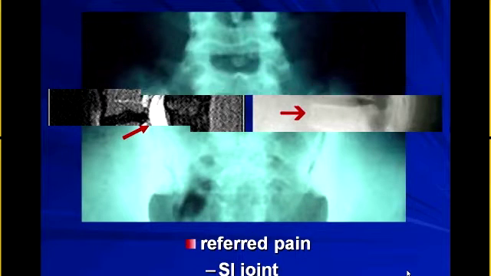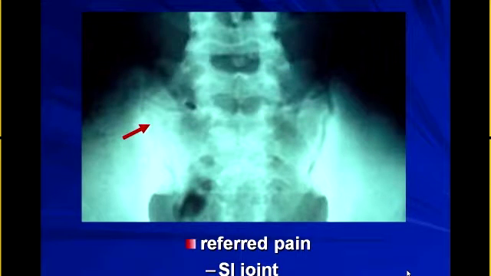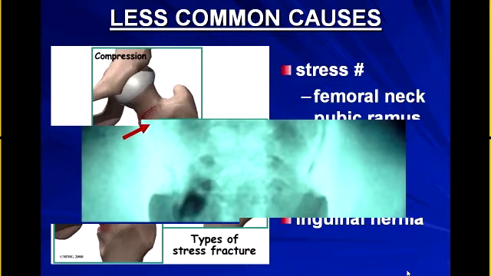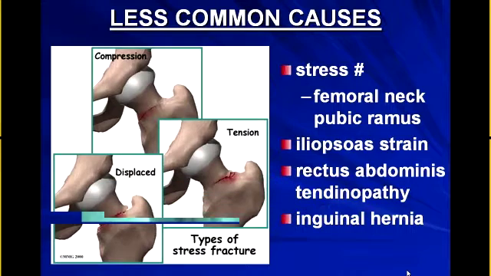It can also refer from the SI joint. Certainly SI joint is more common in females, particularly young females who tend to have hypermobile or even unstable joints. One other common cause of anterior hip pain we have to be aware of is stress fractures. So stress fractures, their hallmark symptom is night pain. They're often worse at night.